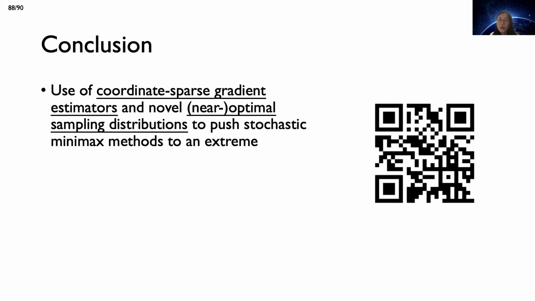In conclusion, the key takeaways of the talk are the following three main conceptual or technical contributions of the paper, which we believe are of independent interest. The first is our introduction of coordinate methods for minimax optimization, which push current stochastic first-order methods to an extreme. We couple our coordinate sparse gradient estimators with novel sampling distribution design and a tailored analysis based on local norms in order to achieve the tightest runtime bounds for a variety of large-scale matrix problems, capturing fine-grained notions such as sparsity and numerical sparsity.